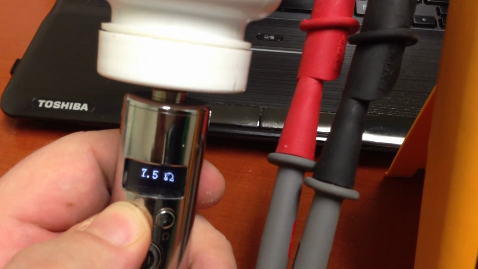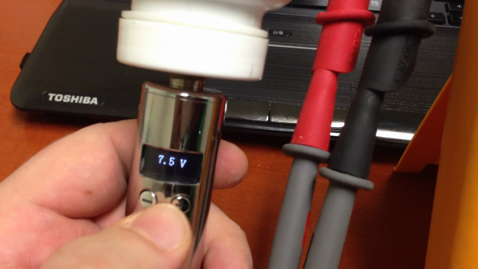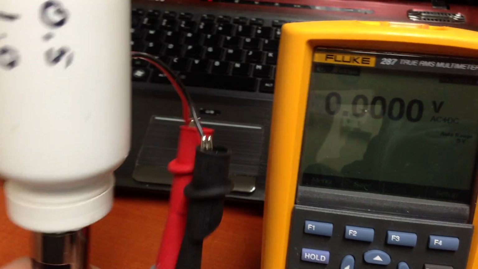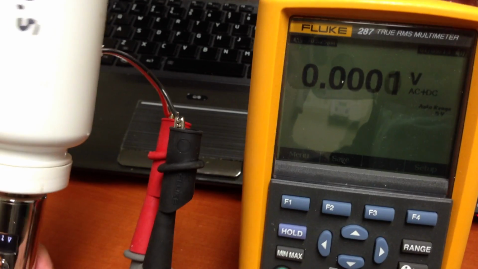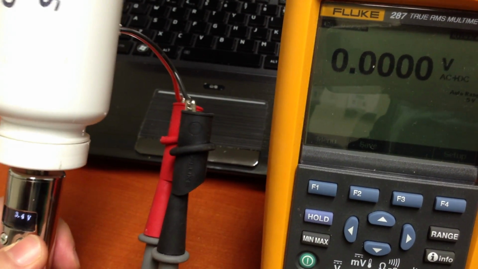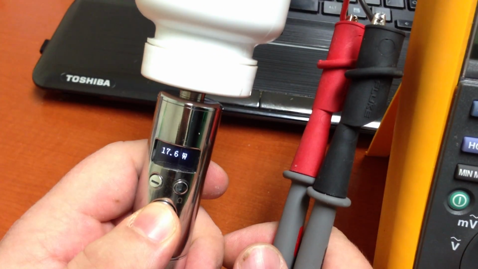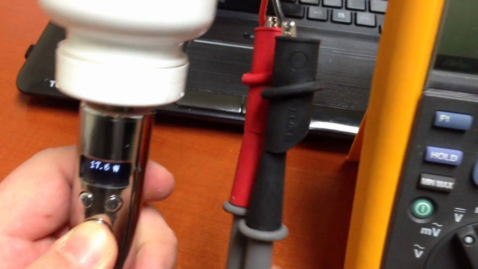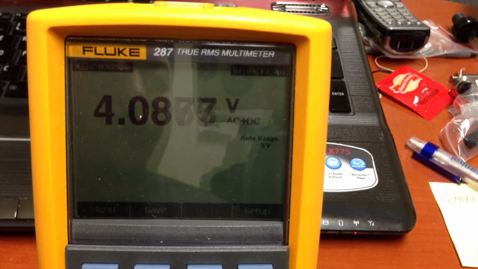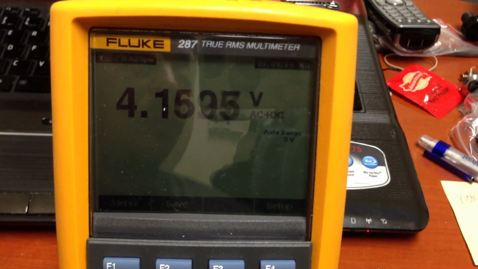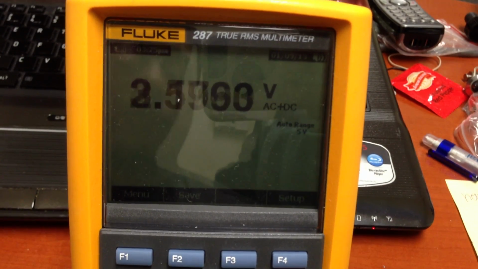Battery voltage is at 7.5 volts. Now, let's say you want to run a Hercules at 4.2 volts. We'll put that at 4.2 volts right there. Press it, gives you 17.6 watts of power, and the voltage drop under a one ohm load is very, very small.